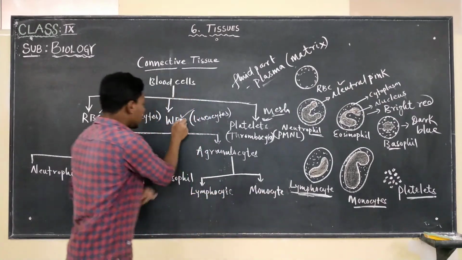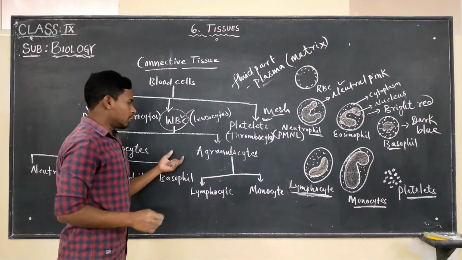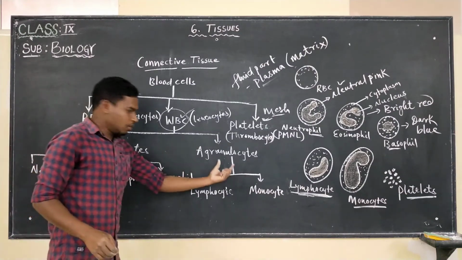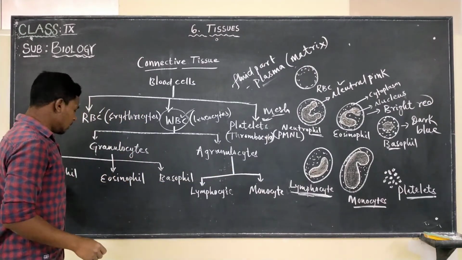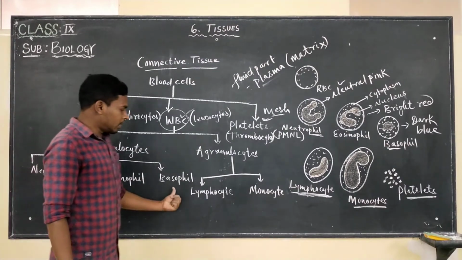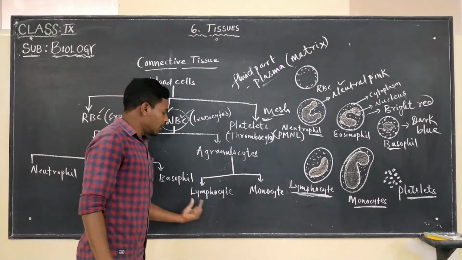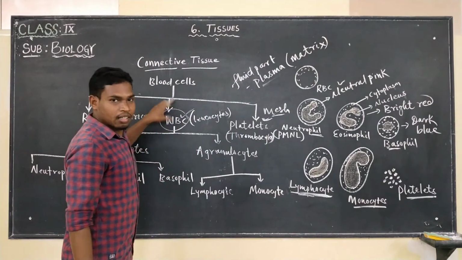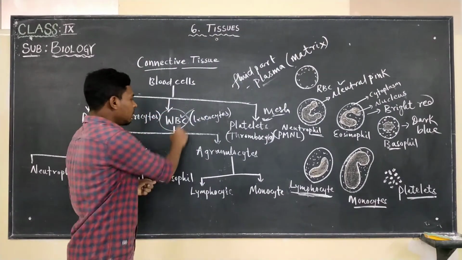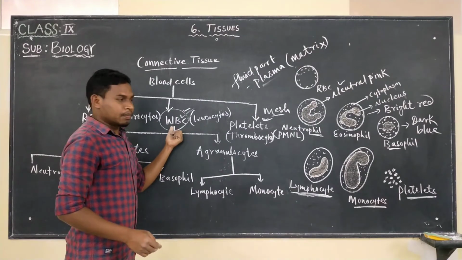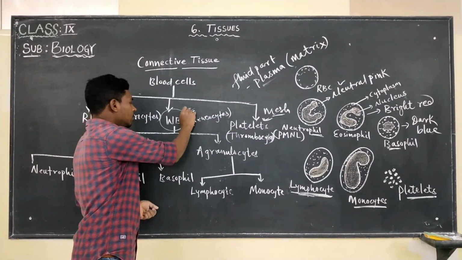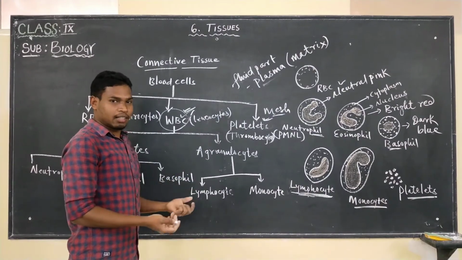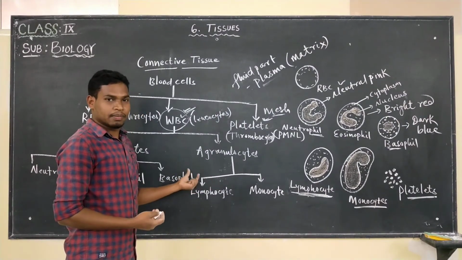Okay, when we see about WBCs, it means all these cells: granulocytes and agranulocytes. Under granulocytes, neutrophil, eosinophil and basophil. Under agranulocytes, lymphocyte and monocyte. This all comes under WBC. The WBC's function is to kill the germs or fight against the pathogens.